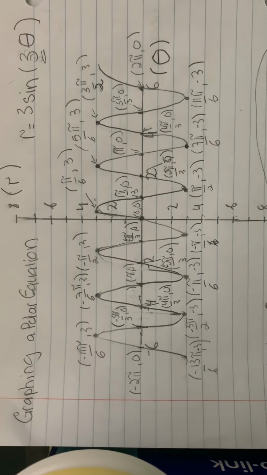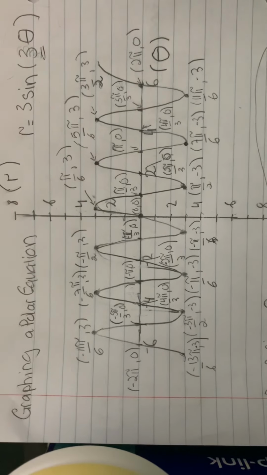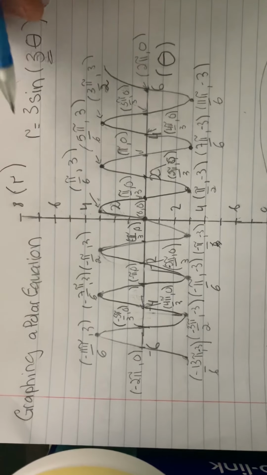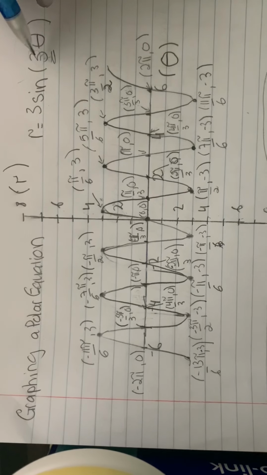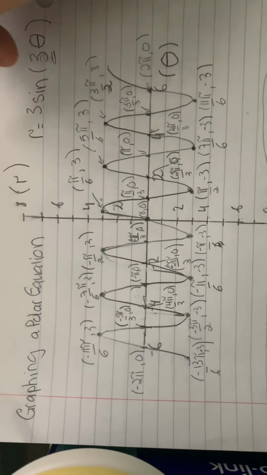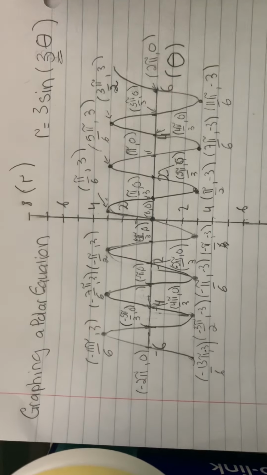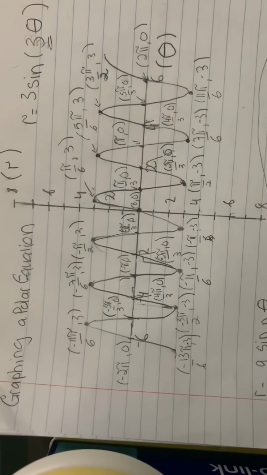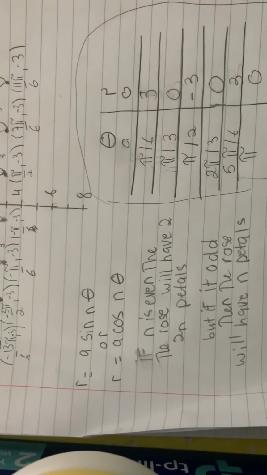So this is my given polar equation that I have to do. My equation is r = 3 sin 3θ. Looking at this equation and looking at my notes, I know that this is called a rose curve equation.